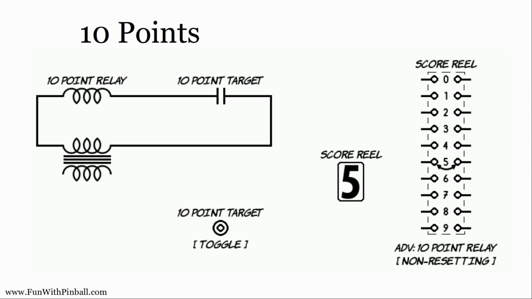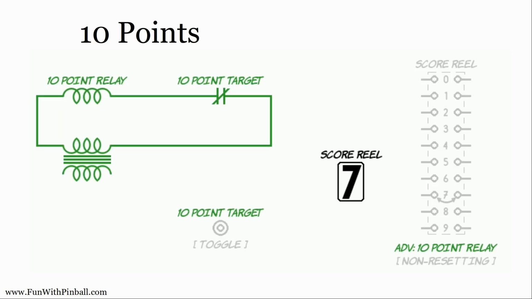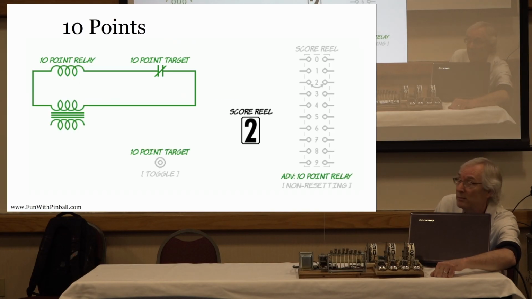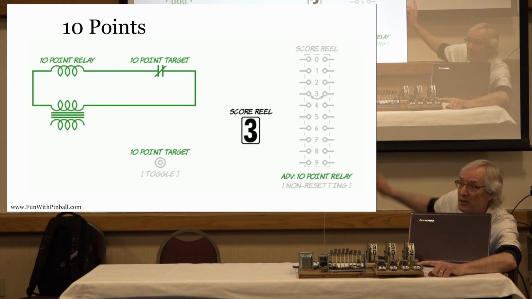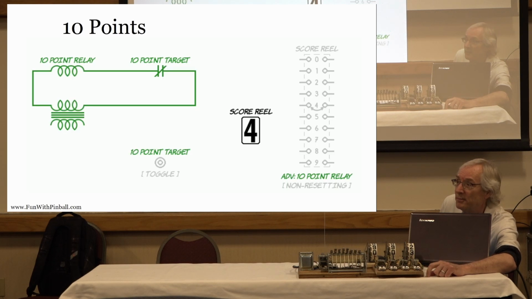Oh, and so now I should point this out. This is the working model of what you're looking at, right? So I have a target here that's represented by a button. Okay, it's just a single button. There's a switch underneath it. When I close the switch, the score reel advances. And it's doing exactly what you're looking at in the animation here.